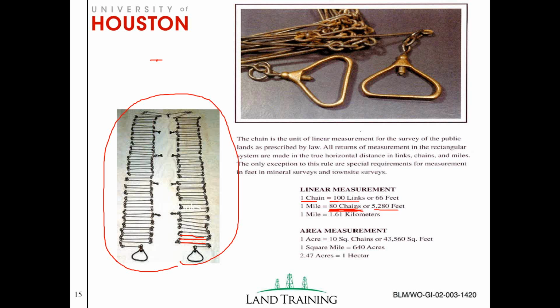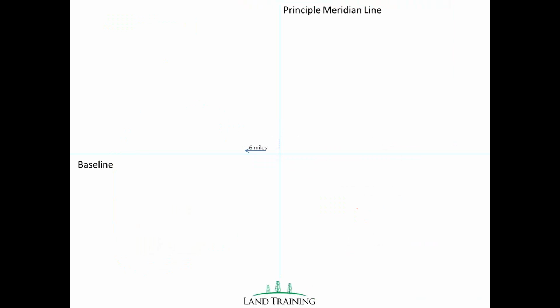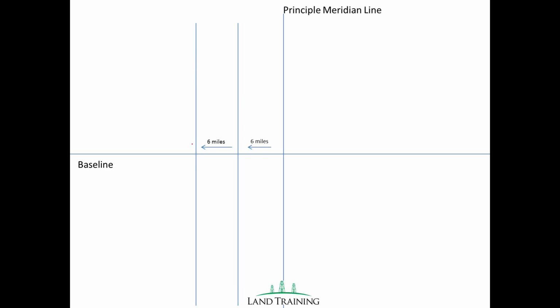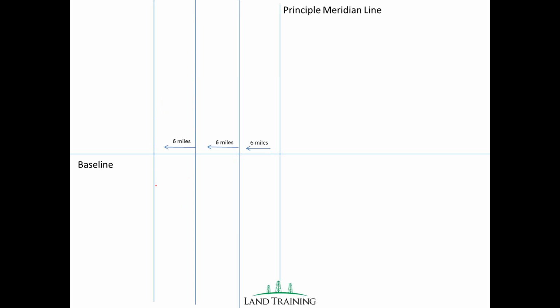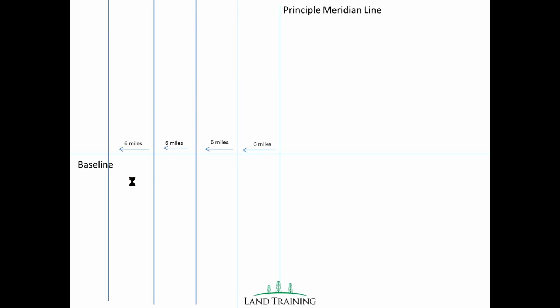So let's look at how this worked in actuality. So you have your principal meridian and you have your baseline. Now remember, they were coming from the east. They were coming from Ohio and Pennsylvania. And so once they established that principal meridian line and that baseline, then they knew they needed to get their horse and start walking out the 6 miles. So they would walk out 6 miles, and then they would make a line, a designation. And then they would start another 6 miles, and then they would mark the line at the end of those 6 miles. Then they would go another 6 miles and mark that line, and you see this would just continue.